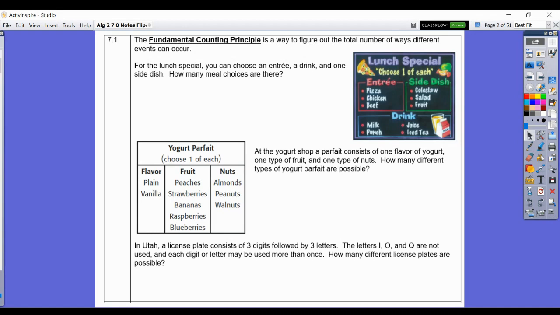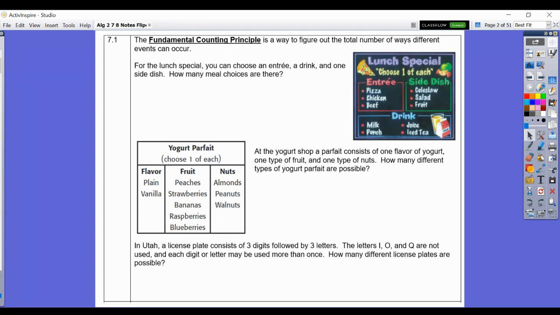It's not necessarily essential for the next level of math, like pre-calc. We don't really do much with probability, but it's really good, kind of a different branch of mathematics that you need to know about. So we're going to get started here. We've got section 7.1. We're going to start off with the fundamental counting principle. It's fundamental, so that's a good place to start. Basically, that gives you the total number of ways different events can occur.